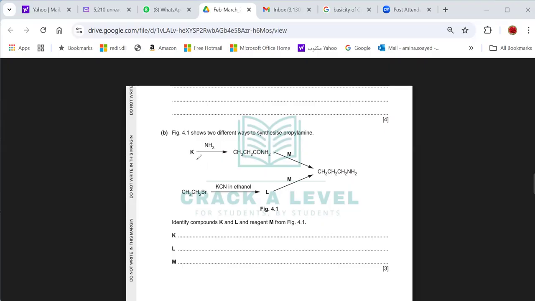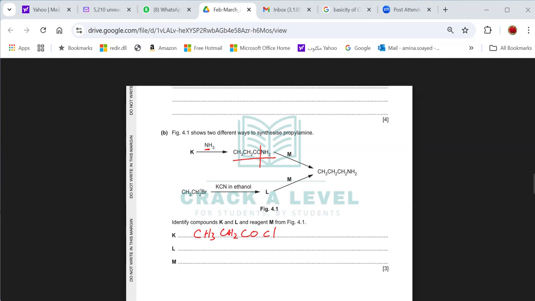So here for K, you see that the difference between ammonia and this compound is this part. And this means that we have here for K, CH3CH2CO, and we know that with acyl chlorides, here we have propanoyl chloride, always when they react with anything, HCl is removed, and the carbon bonded to the oxygen will bond to the other reagent that it is reacting with. So here we have CH3CH2COCl.